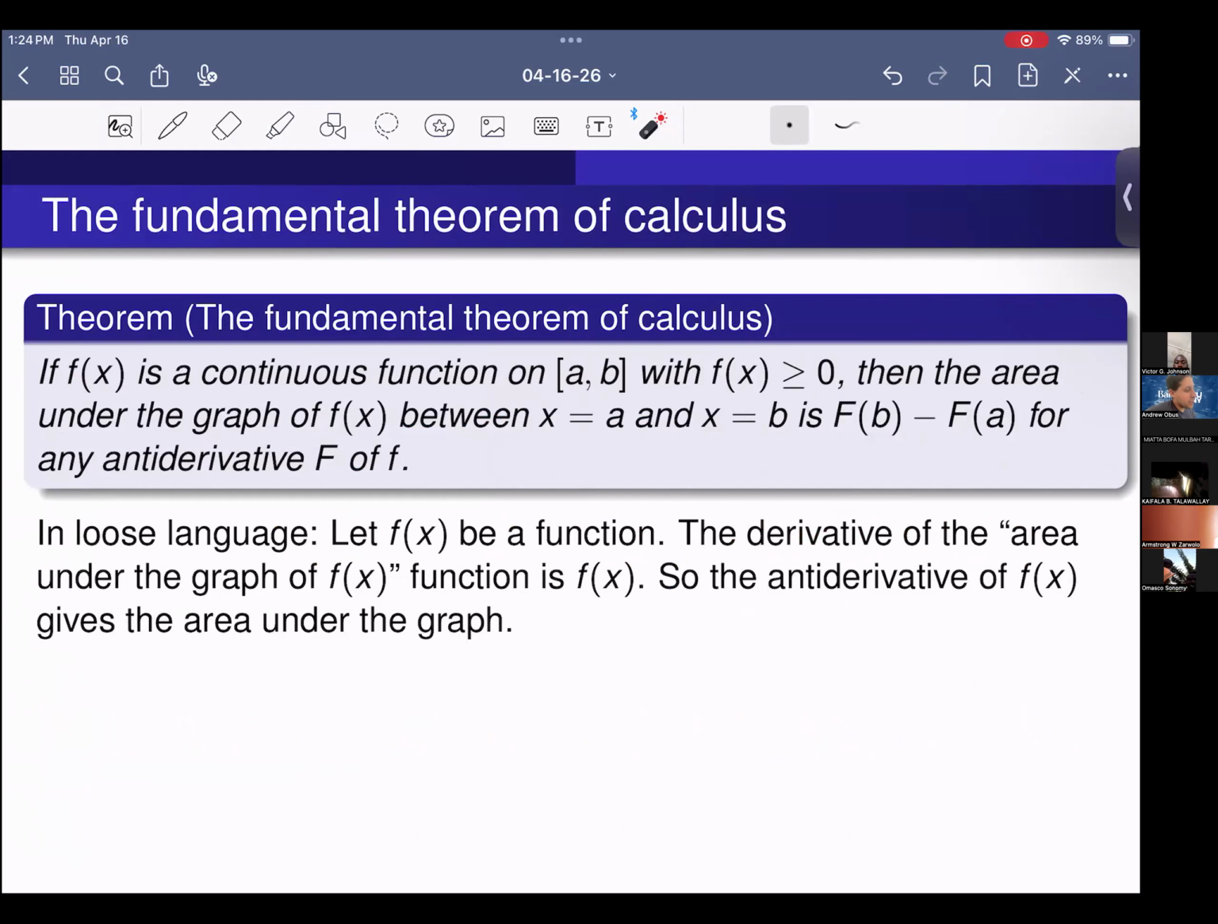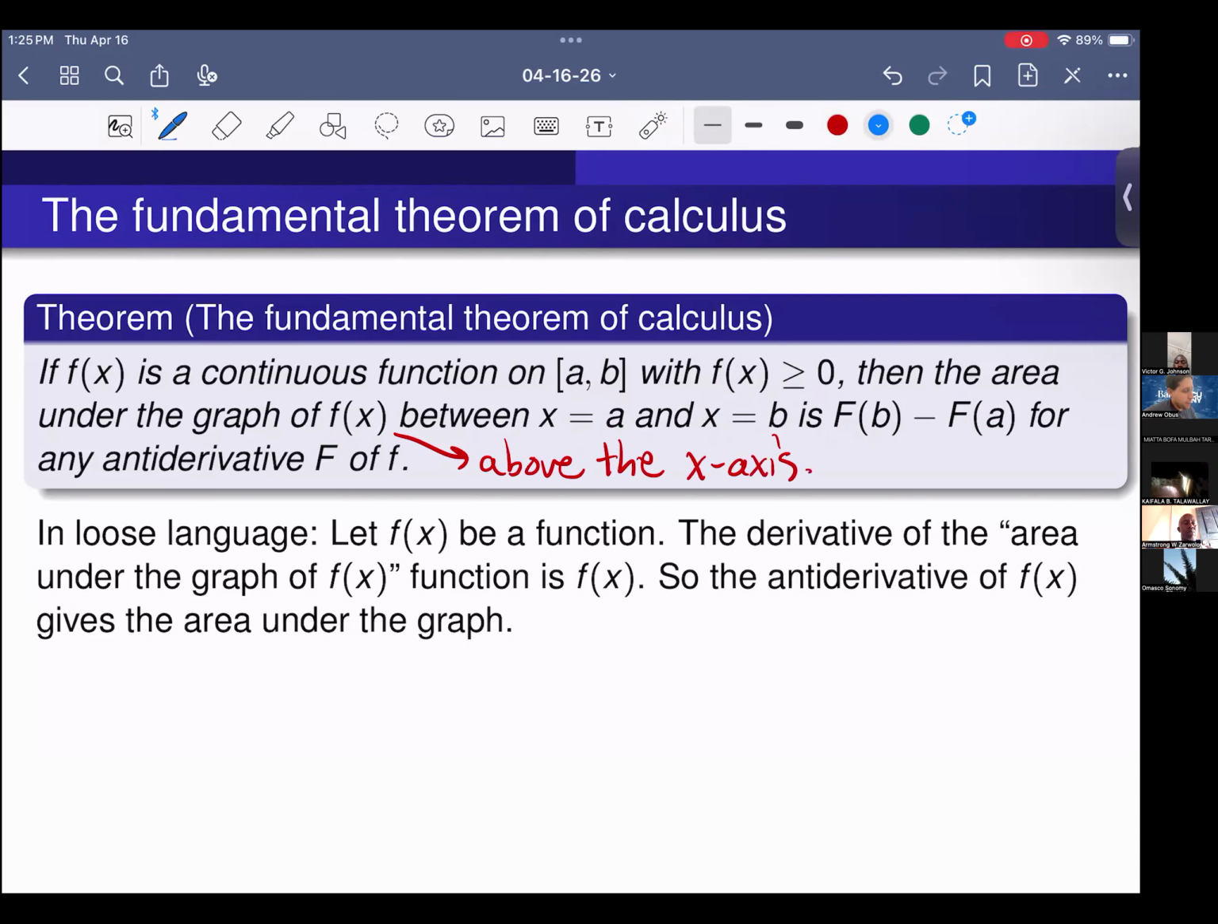If f of x is a continuous function on some closed interval a, b, with f of x greater than or equal to 0, then the area under the graph of f of x between x equals a and x equals b is exactly F of b minus F of A for any antiderivative big F of little f. So when I say the area under the graph of f of x, I mean, of course, also above the x-axis.